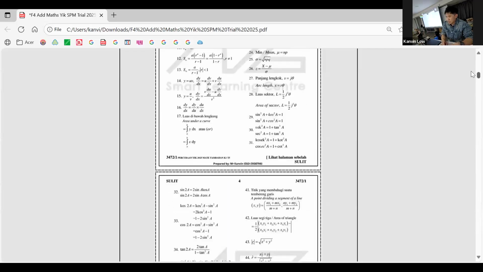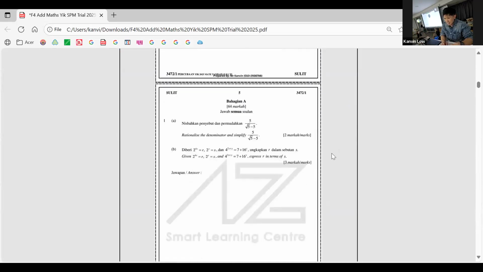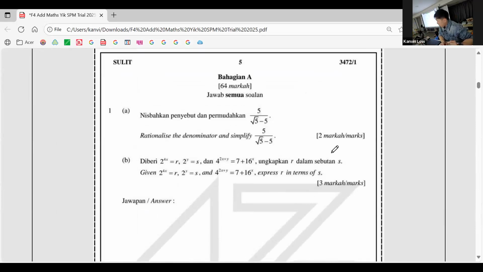Because 7 more minutes only. One line, just one page. Really important.